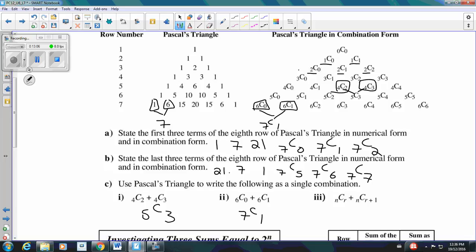N choose R plus N choose R plus 1. Well, this becomes N plus 1 choose R plus 1.